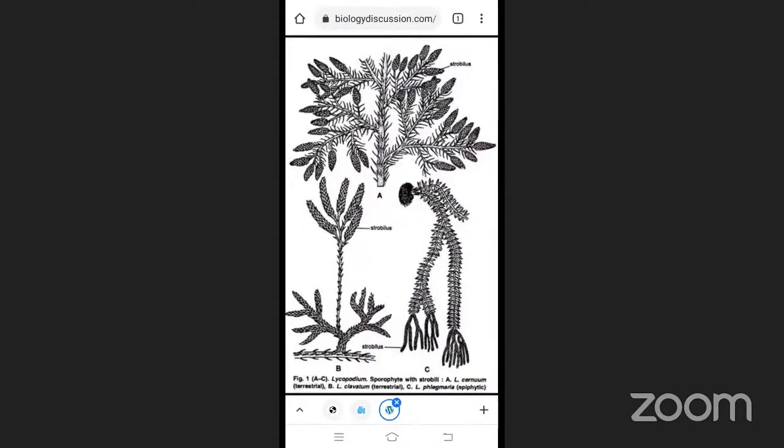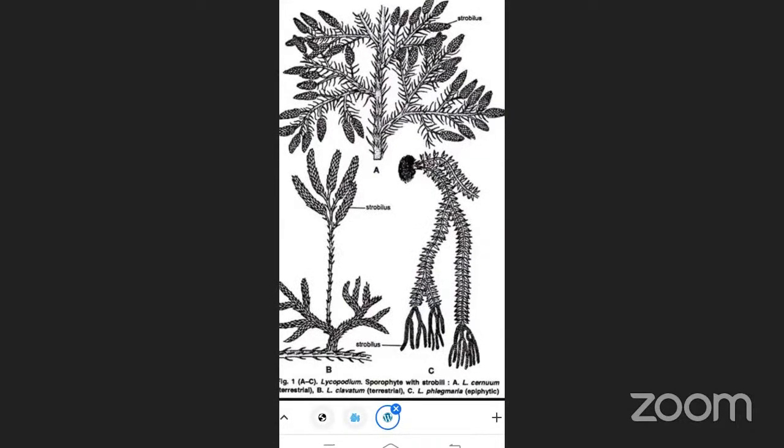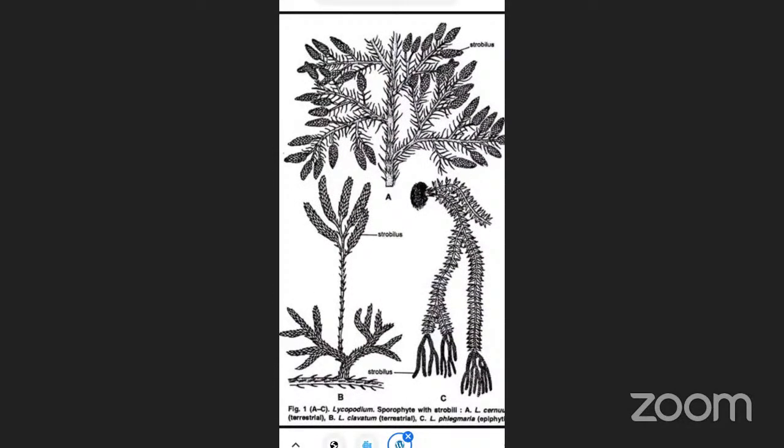So today we discuss the Lycopodium. Yesterday we discussed the general characters and classification of Pteridophyta, and then the life history of Rhynia. Yesterday we discussed that. Is that okay?